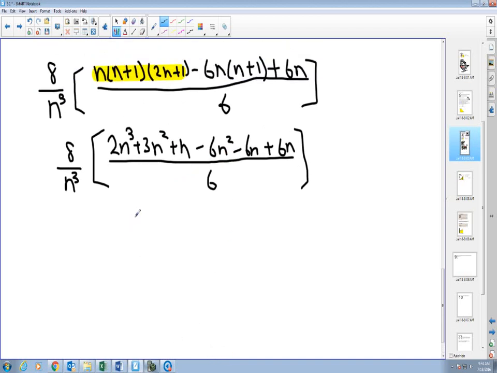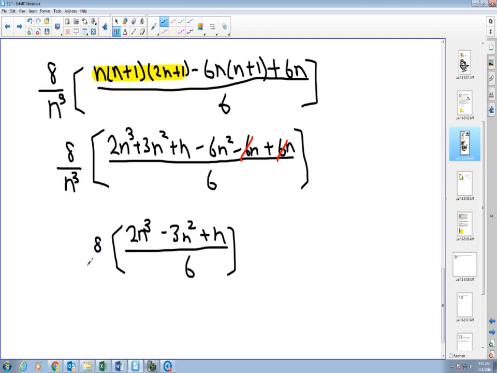Alright, so let's see what we can combine. 2n to the third combined with nobody. 3n squared minus 6n squared, negative 3n squared. Minus 6n plus 6n cancel out. That gives me plus n over 6. Okay, multiplied by 1 over n to the third.